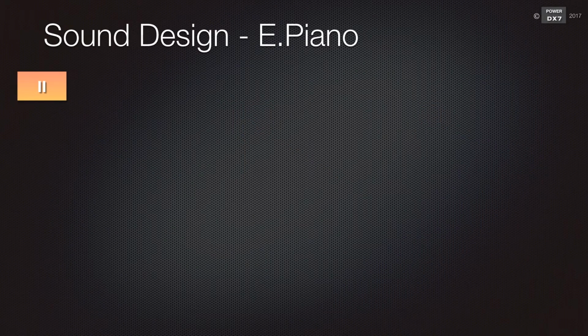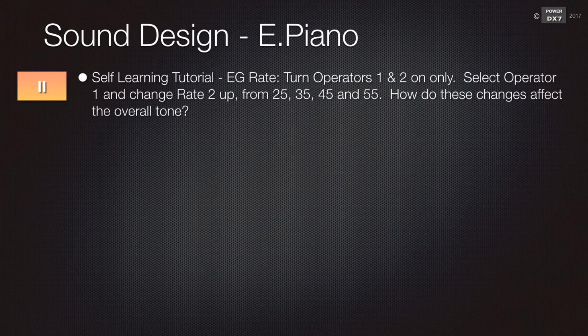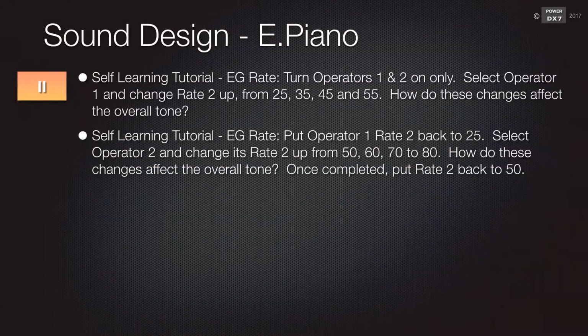You can pause here to do self-learning tutorials. Turn on operators 1 and 2 only. Select operator 1 and change rate 2 up from 25, 35, 45, and 55. How do these changes affect the overall tone? Put operator 1 rate 2 back to 25.